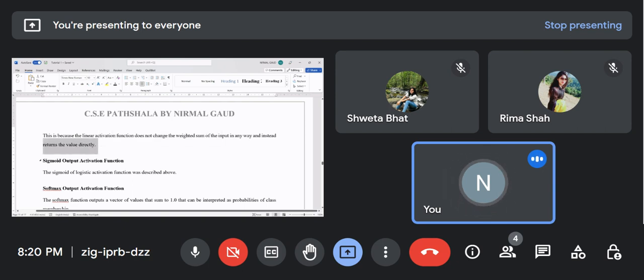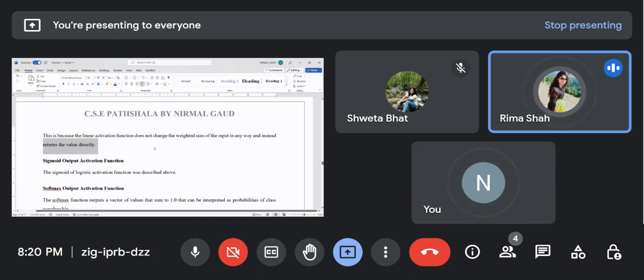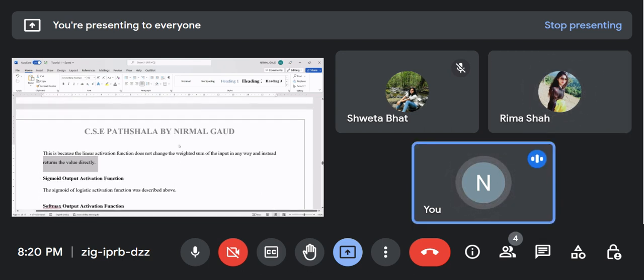So whatever value you get after the final calculation, whatever your last dense layer is giving to the output layer, that's it. Finish. That will be the only output, because there is no change. We don't give any change to the weighted sum here. So what is the use of this?